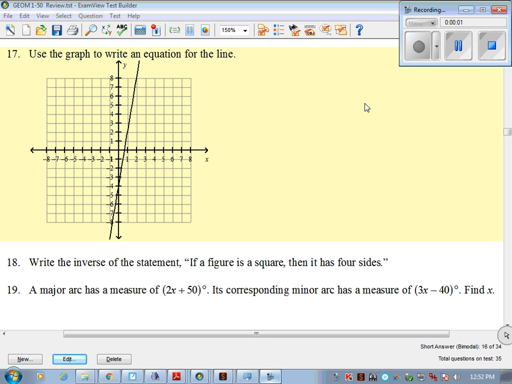Picking up where the other class left off. Make sure I'm not on this time. But I do want to go over question number 17 again.